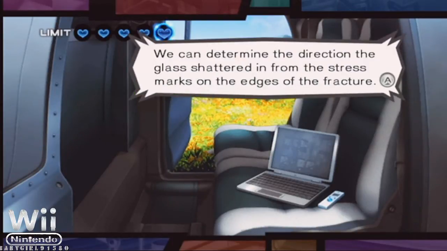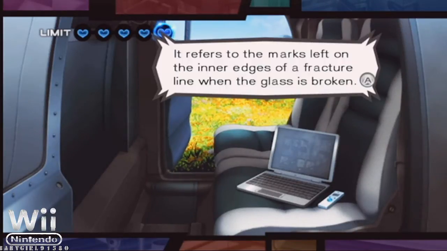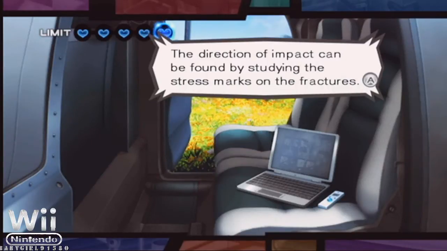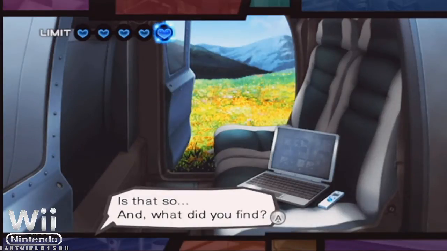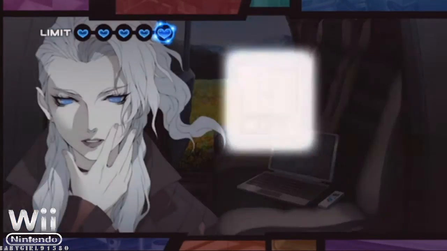We can determine the direction the glass shattered in from the stress marks on the edges of the fracture. Stress marks? It refers to the marks left on the inner edges of a fracture line when the glass is broken. The direction of impact can be found by studying the stress marks on the fractures. Is that so? And what did you find? Well, the glass wasn't shattered from the outside. The blow that broke it came from inside.